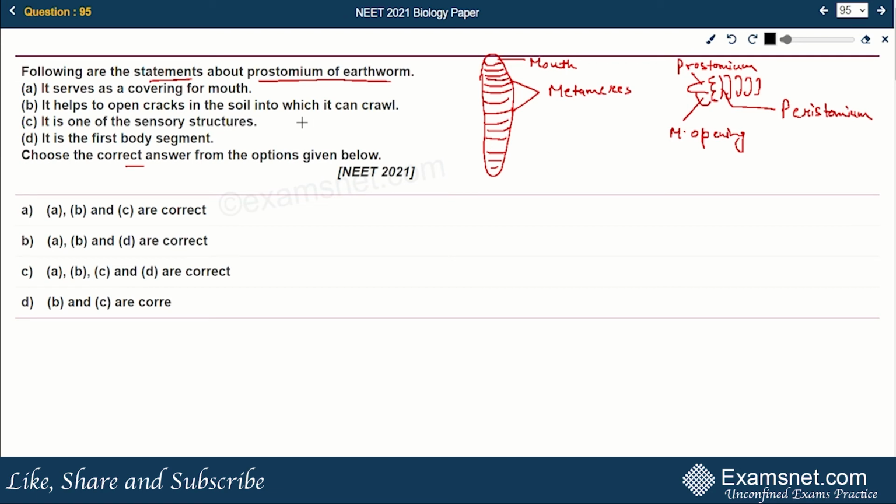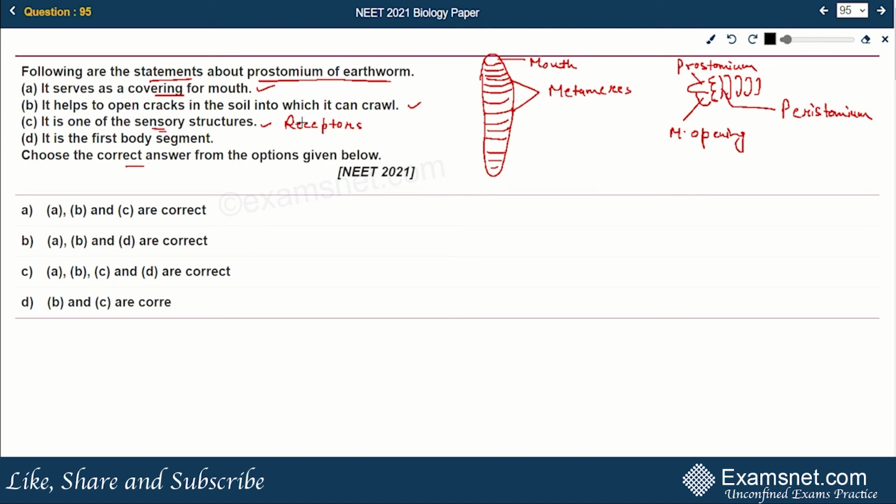First statement is it serves as a covering for mouth. So this is true. We saw here it is present just above the mouth opening. So it acts as a covering for mouth. So this is a correct statement. Second statement says it helps to open cracks into the soil into which it can crawl. It is also a correct statement. Okay, since this is the anterior most portion, so it helps the earthworm to crawl into the soil. Okay. Now, the next statement is it is one of the sensory structures. It is also true because receptors are present on the prostomium. Okay. Therefore, it is a sensory structure.